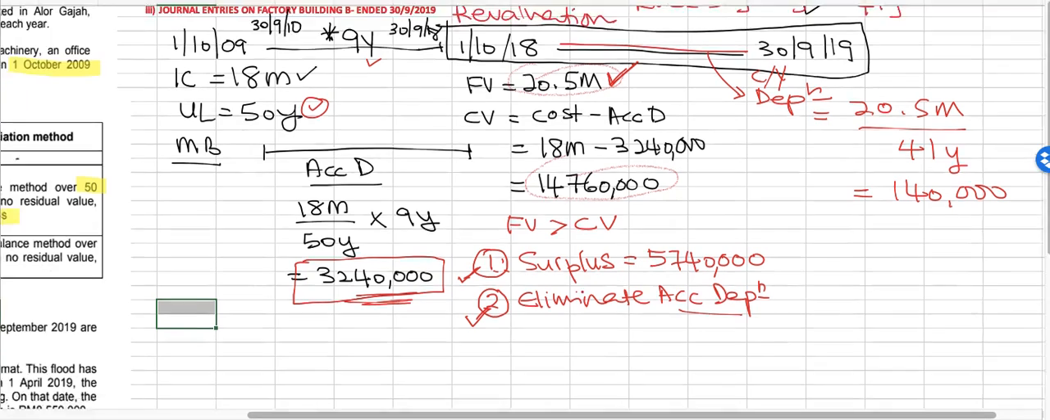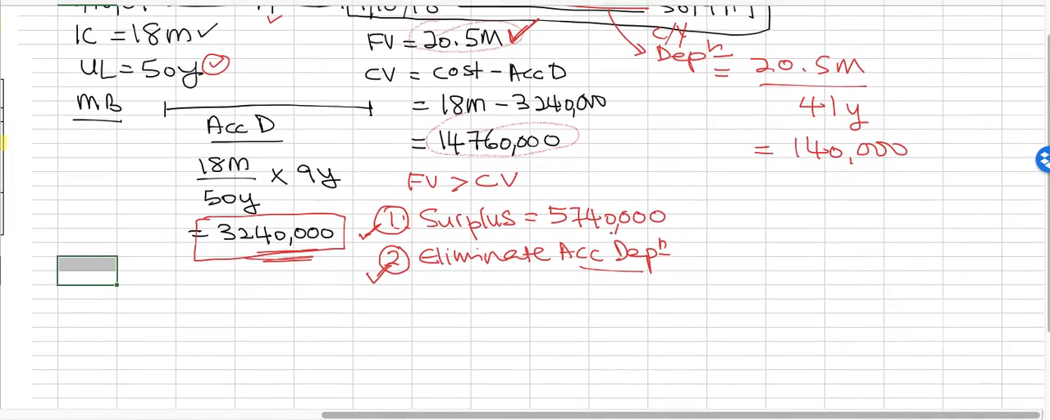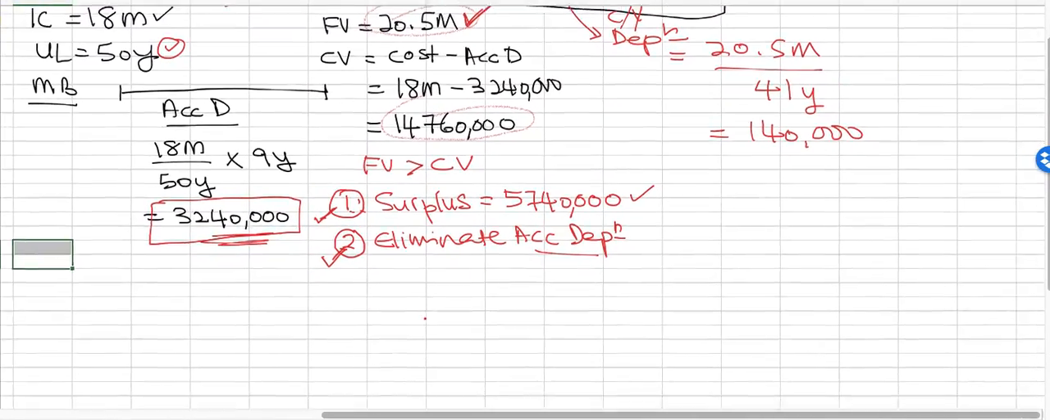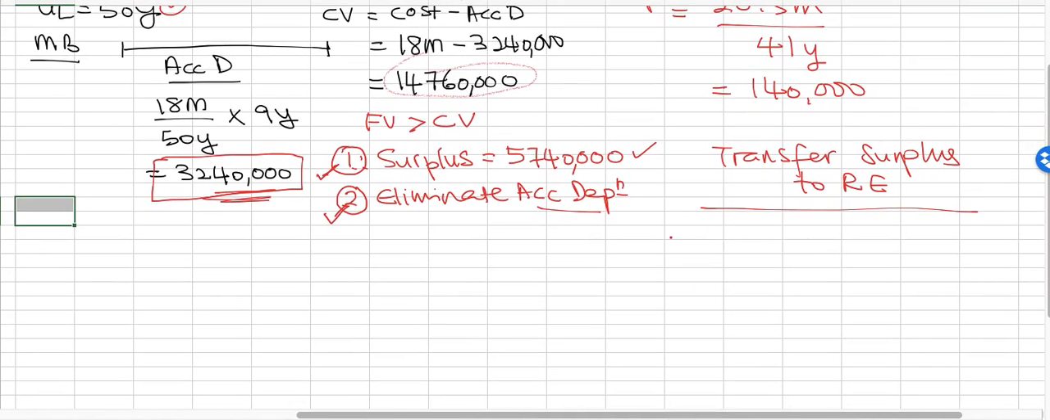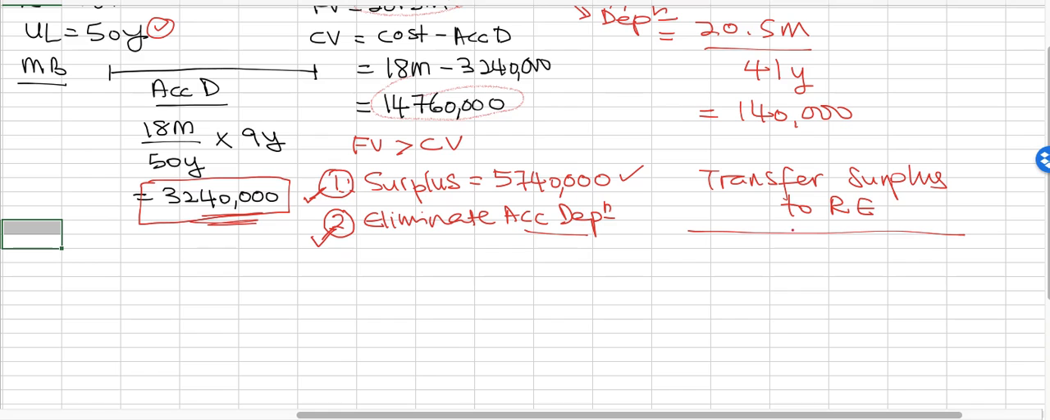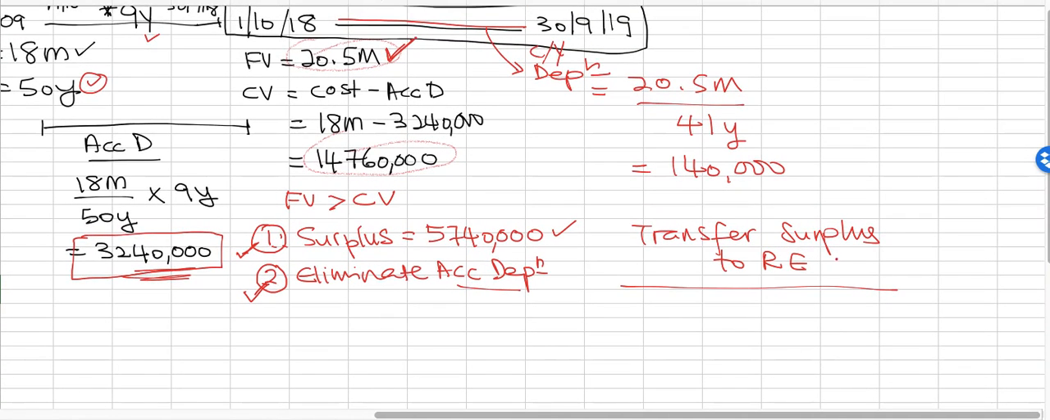And then if you look at the question, it says here, the company chooses to transfer some of the surplus to retained profit. Now you get a surplus for this question. So you have to transfer that surplus to retained earnings or retained profit. How do you transfer? What is the amount of surplus that you need to transfer to retained earnings? Now, the calculation is similar to depreciation.